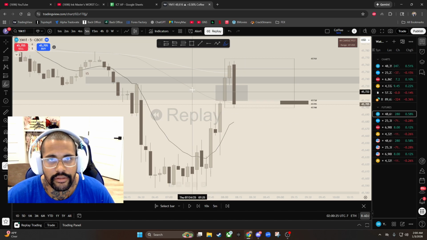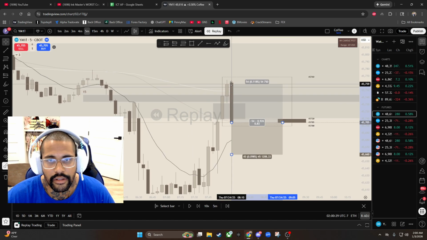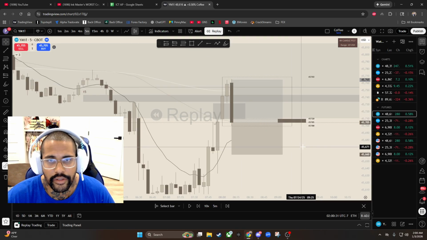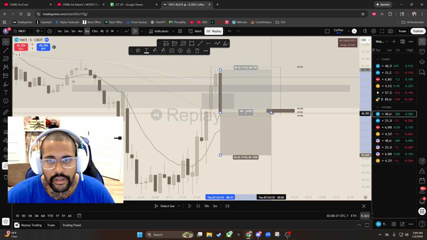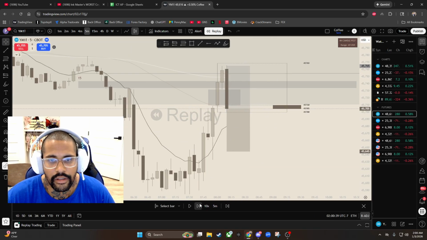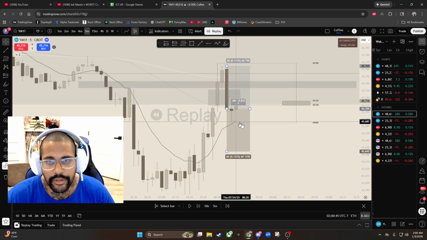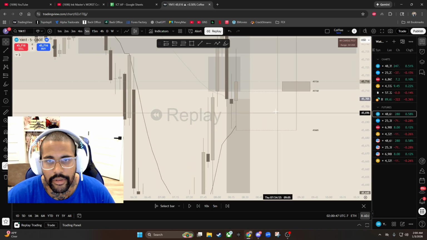Let's see the aftermath. We enter here, stop loss around there, 1-to-1. First candle is okay, doji. Second candle taps the 13. Also, what's happening here, we're starting to respect the 50.